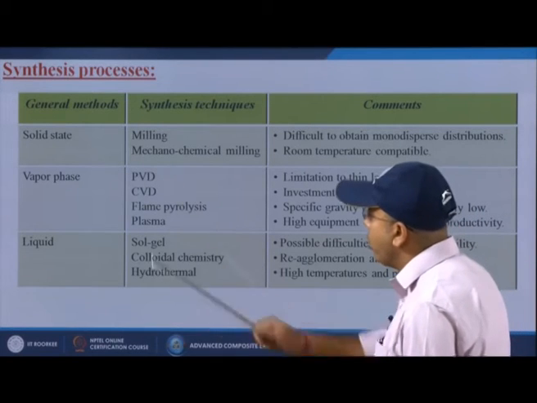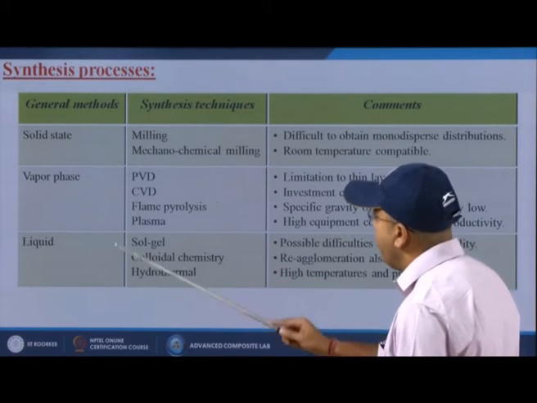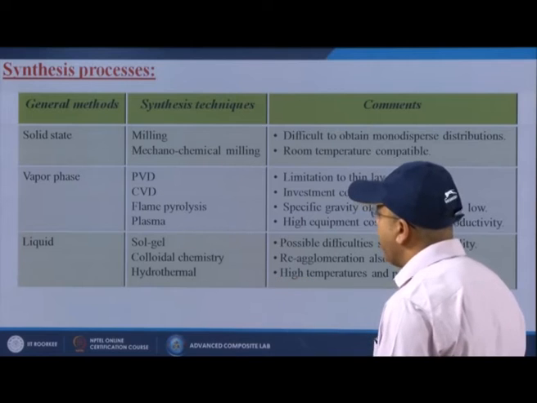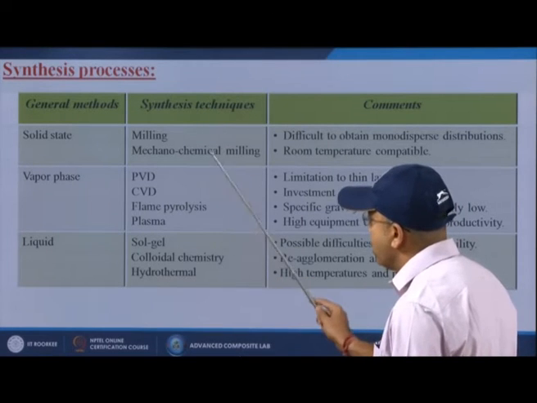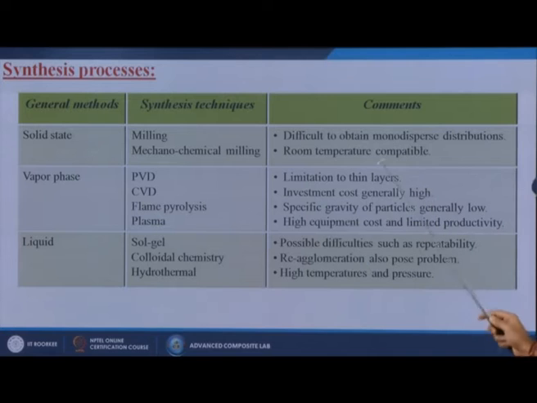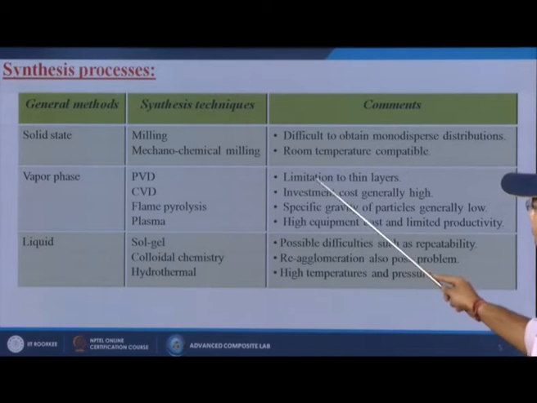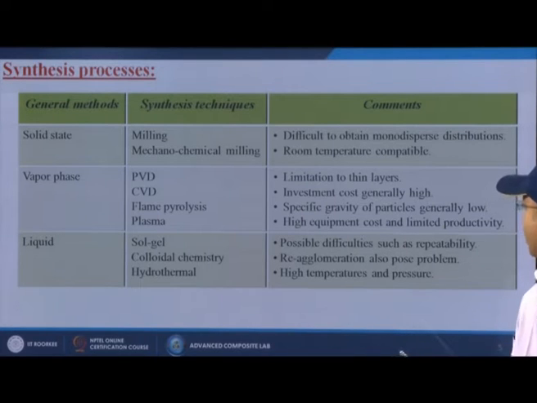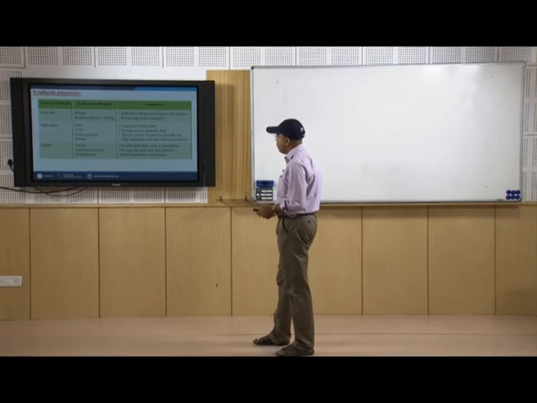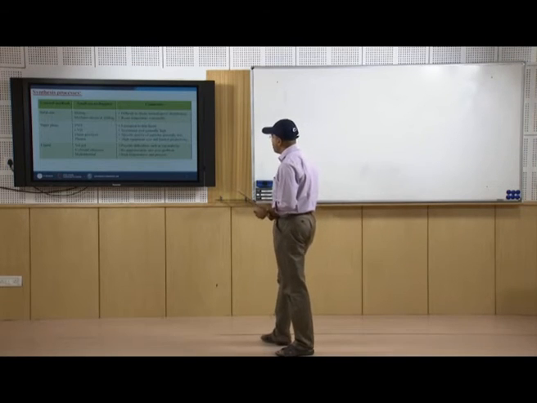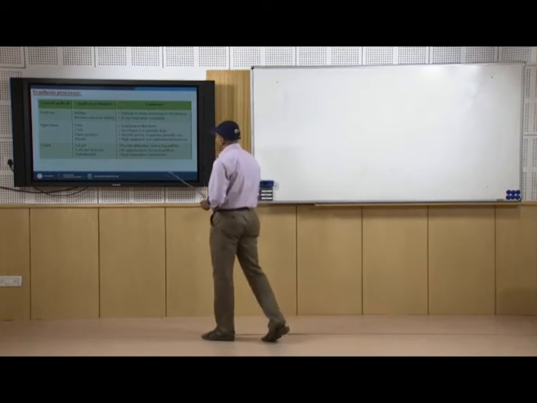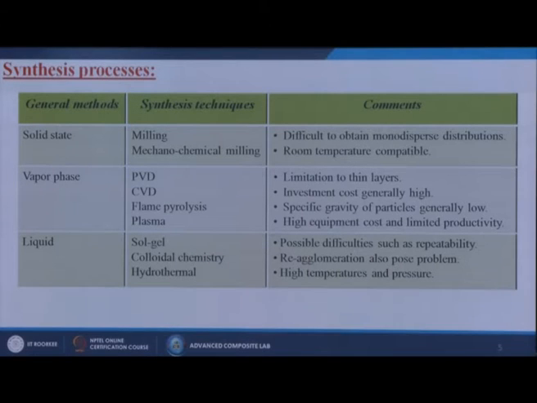When we talk about the vapor phase, we are talking about PVD, physical vapor deposition, CVD, chemical vapor deposition, flame pyrolysis, and plasma. For PVD, we have limitations to thin layers. For CVD, investment cost is generally high and equipment cost is even higher. For flame pyrolysis, the specific gravity of particles is generally low. For plasma, there is high equipment cost and limited productivity.